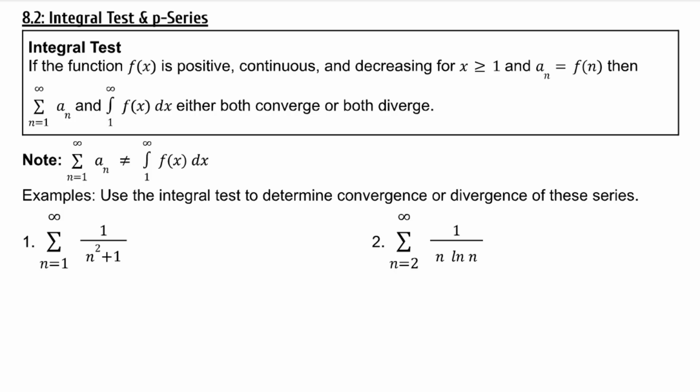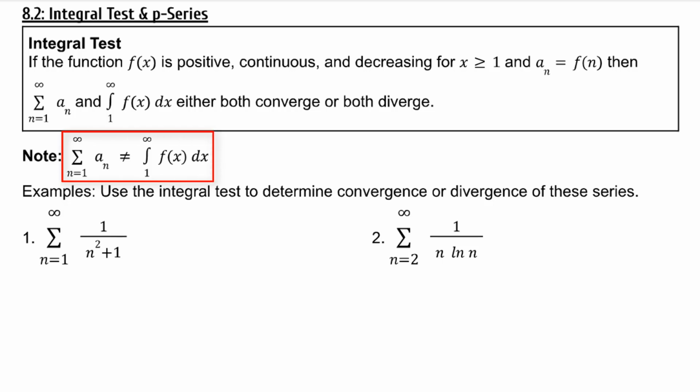You may have a series represented with summation and the a sub n term. If you integrate the a sub n term as if it were a function, an improper integral, then the behavior of that improper integral is the same as the behavior of this series. Note that the actual sum, the actual value of the series, is not equal to the actual value of the improper integral. So even though these are not equal, the behaviors are the same.